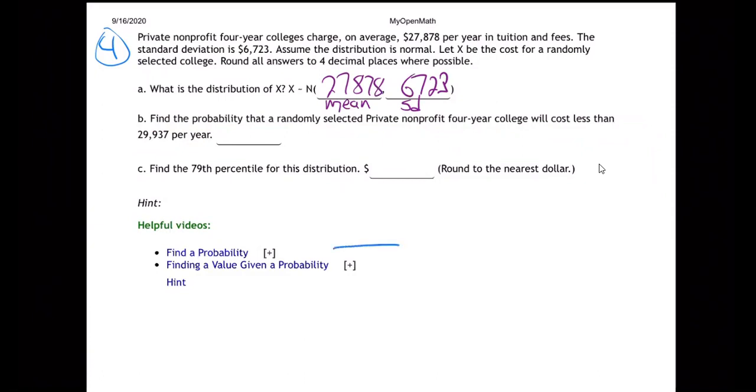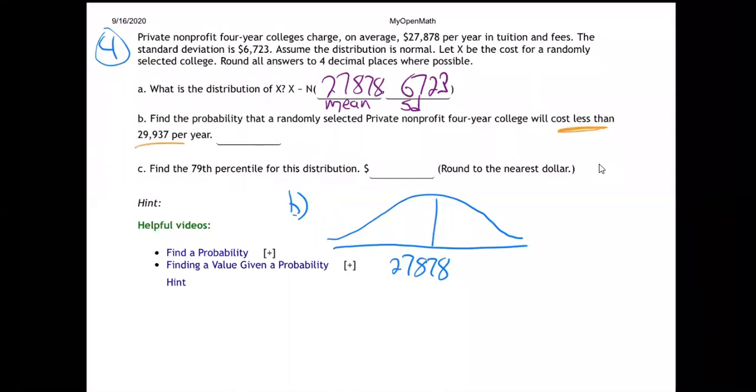I think we've covered all the newness. Let me do it. Here's part B. I'll put the middle down there. The middle is 27,878. They're asking what is the probability the cost is less than 29,937. So 29,937 is past the middle. Less than, where is less than? I guess this will have a small new wrinkle.